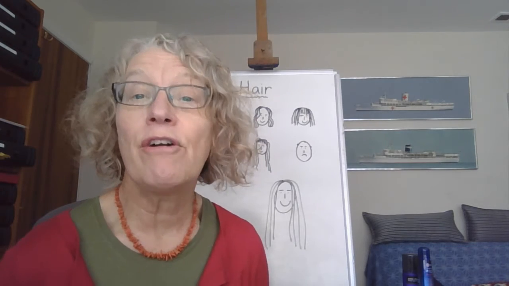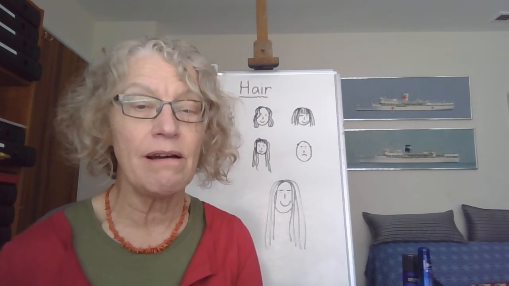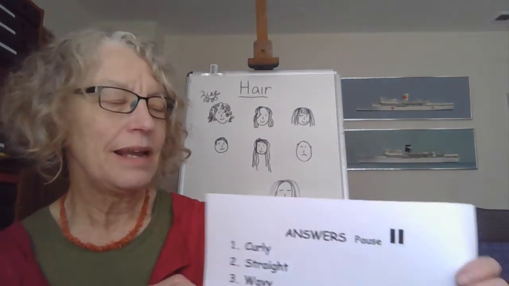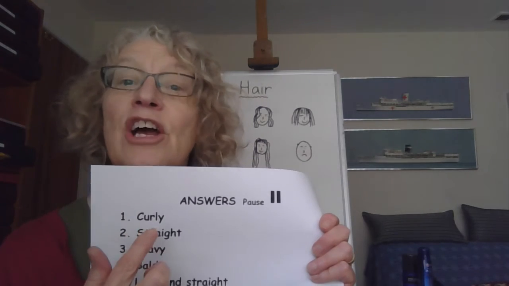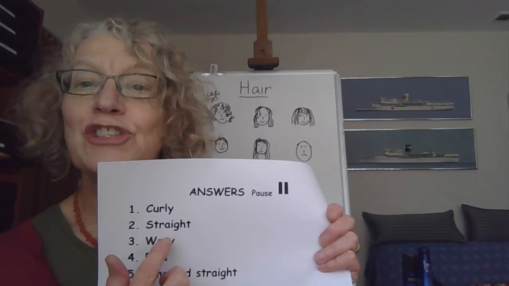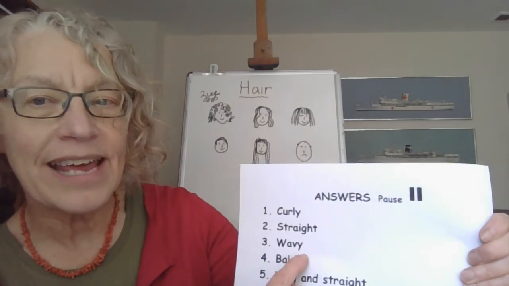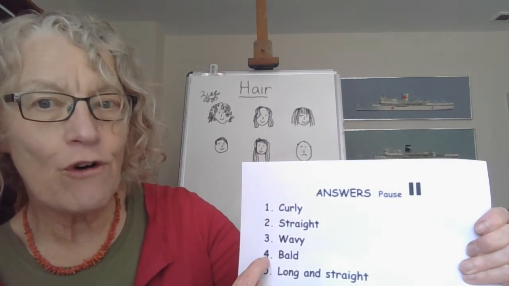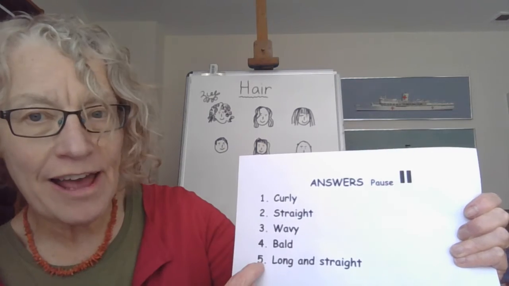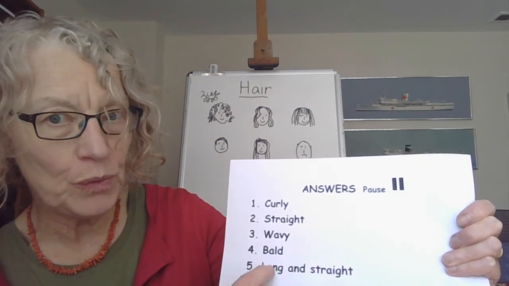Now, here are your answers. Make certain you've done all your questions and all the answers before listening to the answers. The answer to number 1, curly. 2, straight. 3, wavy. 4, bald. 5, long and straight. 2 words.